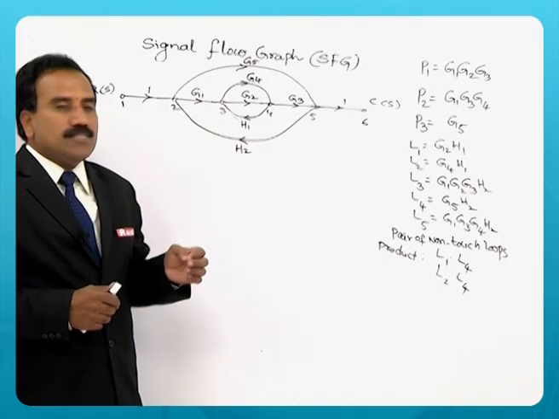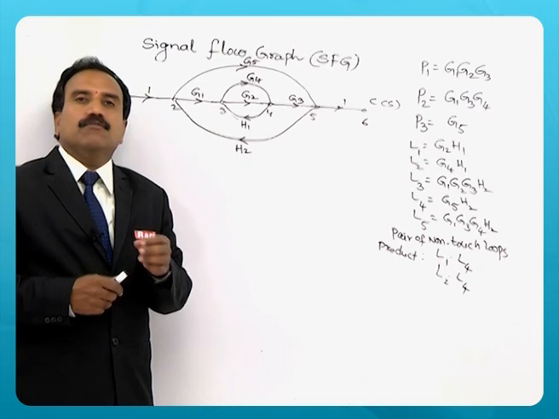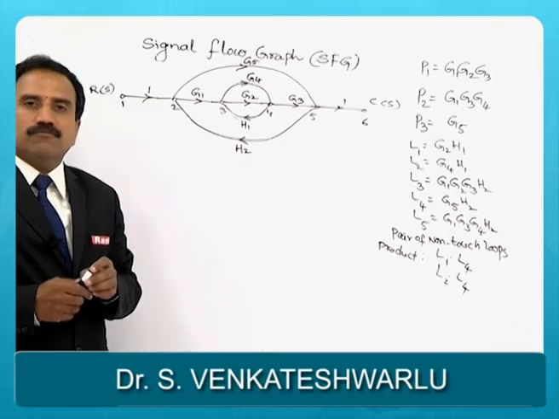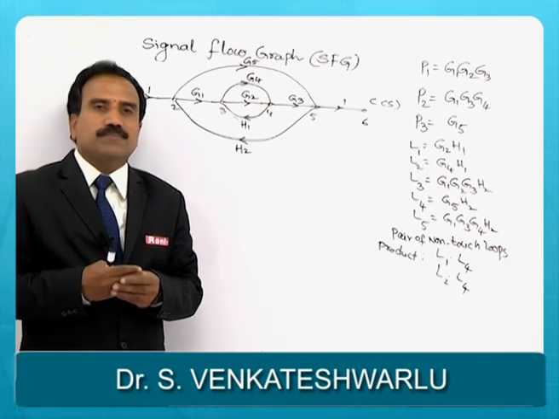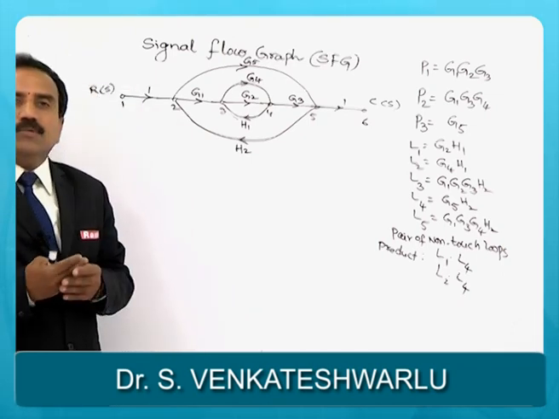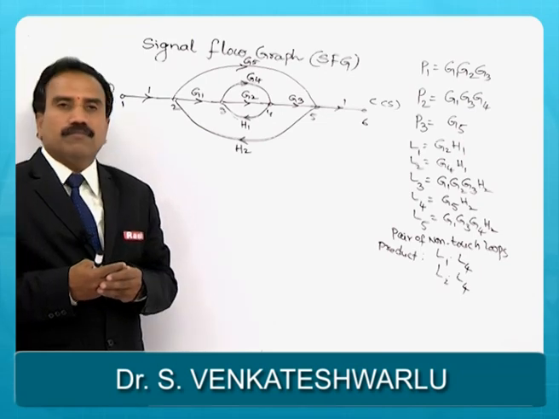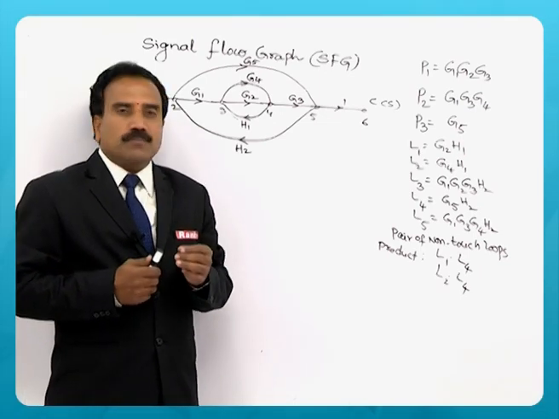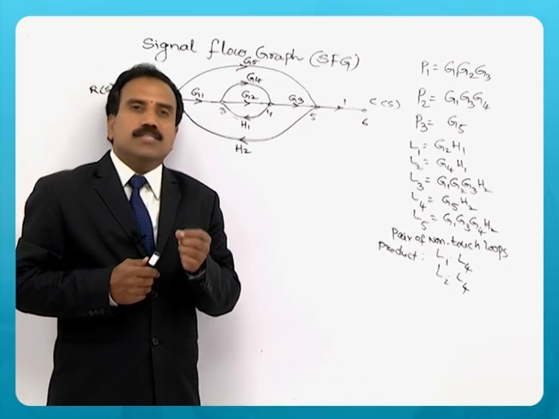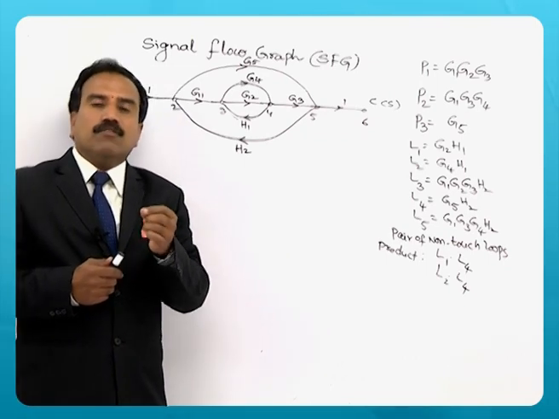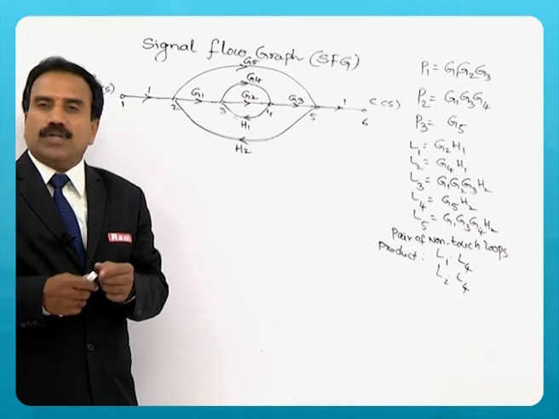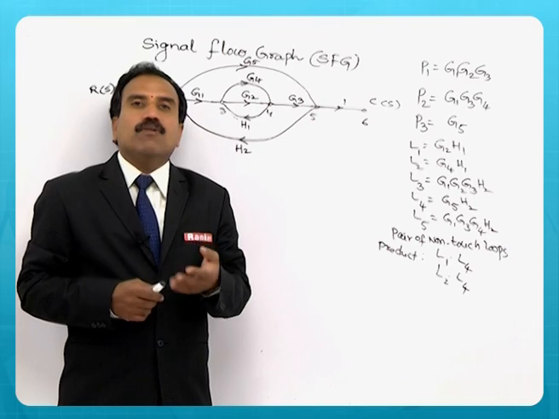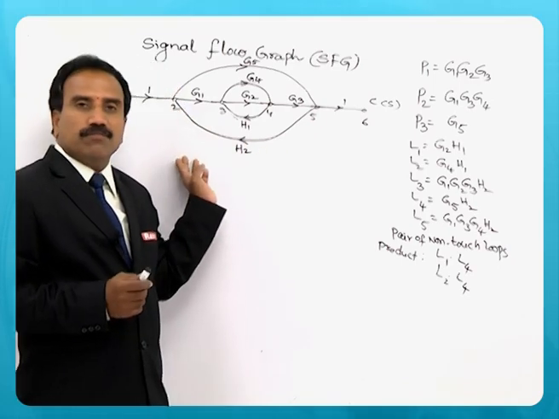So as I was mentioning, a signal flow graph is a graphical representation and it consists of only nodes and branches. Nodes are variables and the gain of the branch is represented on top of the arrow. Mason's gain formula is required to find the overall transfer function of the system. For that, some information is required from the signal flow graph.